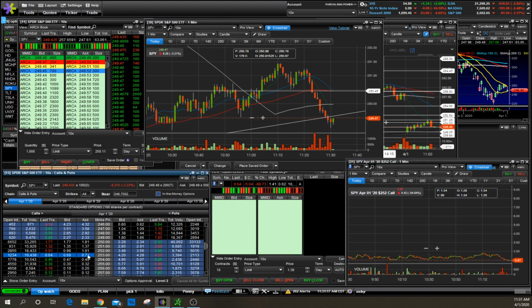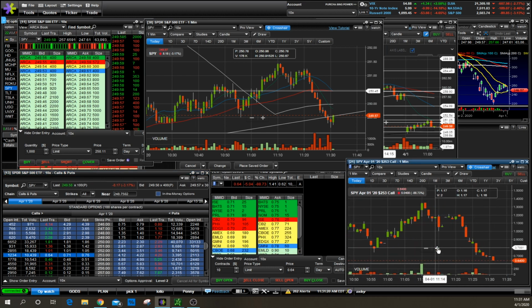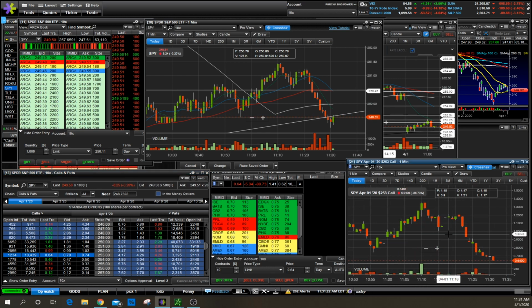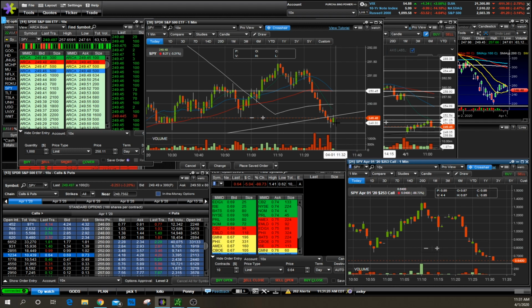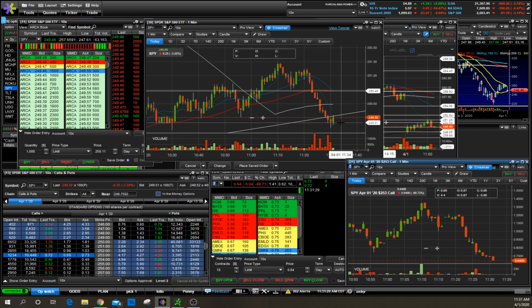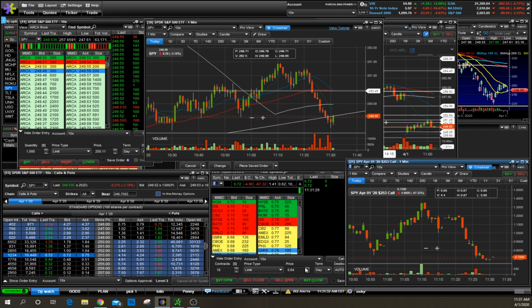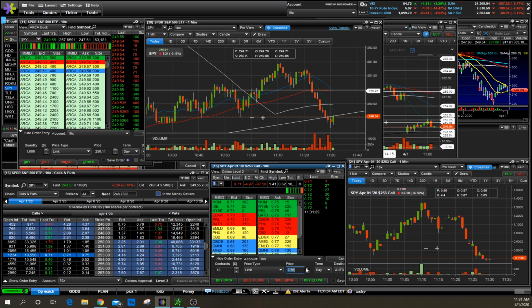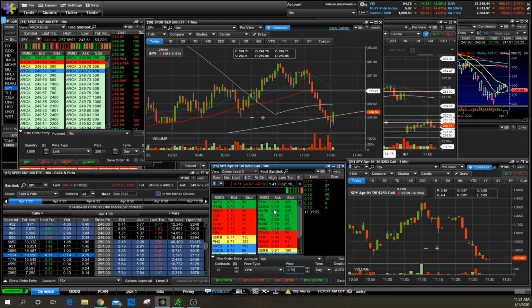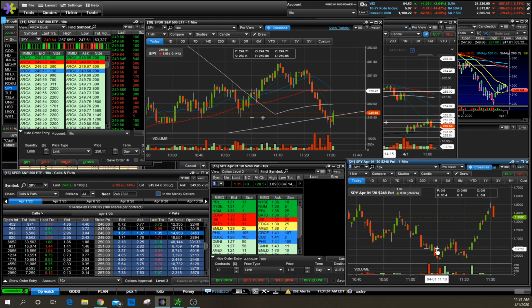SPY. Do I buy these calls? Do I buy the calls? I don't like it. $0.75. Potential entry. Watch how fast these puts depreciate if this bounces.